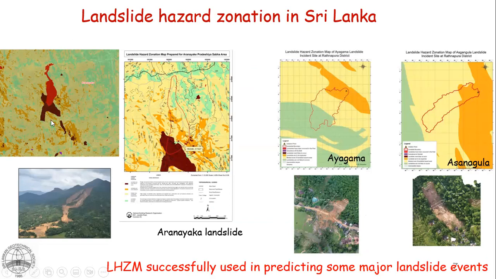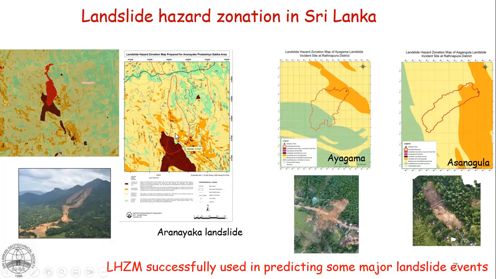Showing further details as to how well this had been predicted. In some recent landslide, this Aranayaka landslide, that is the zonation. It indicates landslides are to be expected here. So this is the area where the landslide was triggered, and then the debris flowed down in this path. Now, these hazard zonation maps predict the susceptibility areas and initiation areas of a landslide.